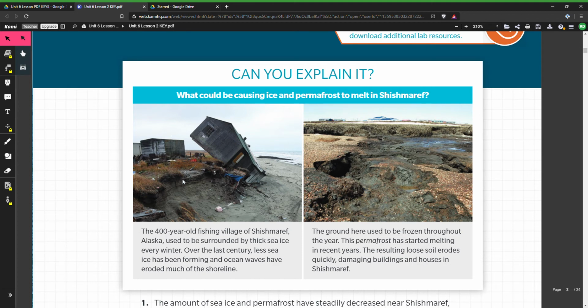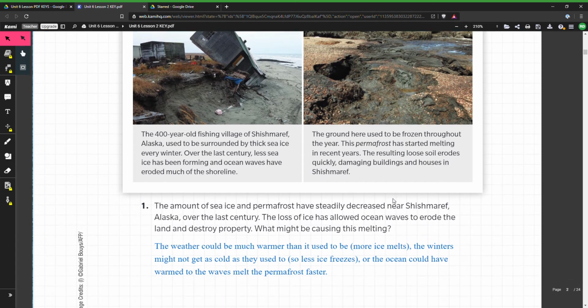So here we have a picture of a building that's 400 years old, and it looks like it's just falling into the ocean. And then here we have a picture of permafrost, and this permafrost has melted. So the ice that's holding all the soil together has melted, and it means that the soil can be eroded away, or washed away very easily, just because there's nothing holding it together anymore.